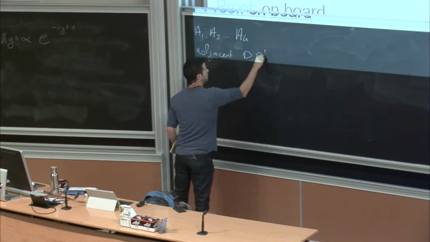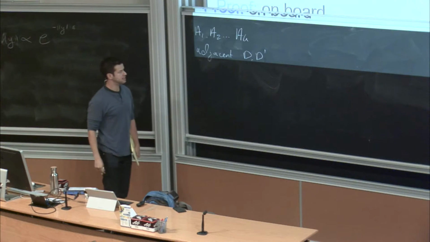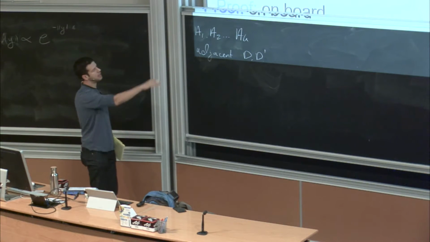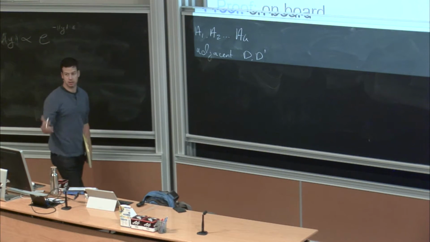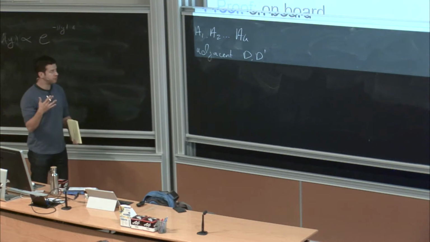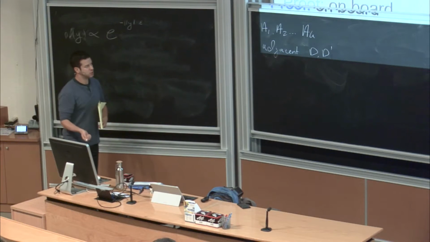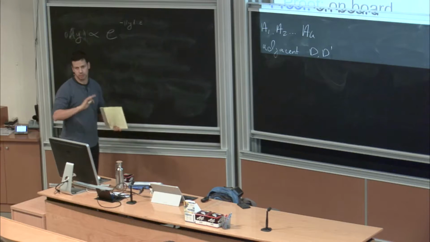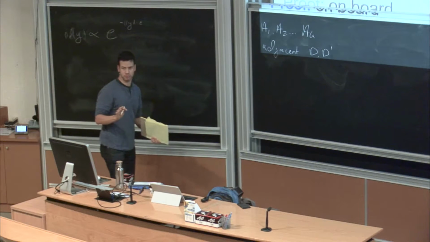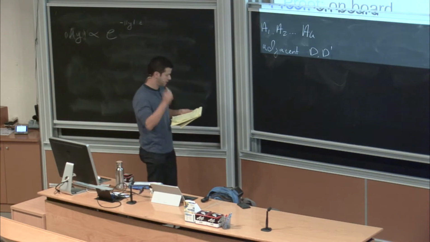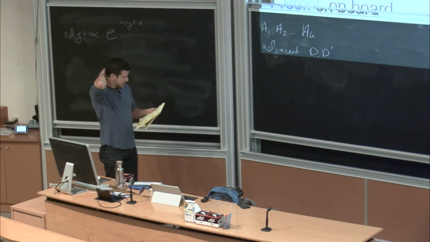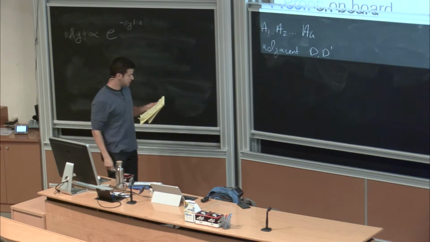D and D prime. And I want to look at the privacy loss that's incurred by running all these algorithms in parallel either on D or on D prime. In fact, the theorem holds even for adaptive composition, where an adversary chooses the algorithm A1, sees the outcome, then chooses the algorithm A2. It's not much more complicated to prove it that way, but for simplicity, let's focus on this case.